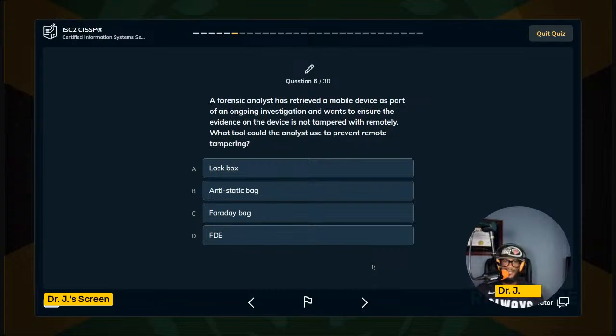All right, a forensic analyst has retrieved a mobile device as part of an ongoing investigation and wants to ensure the evidence on the device is not tampered with remotely. What tool could the analyst use to prevent remote tampering?